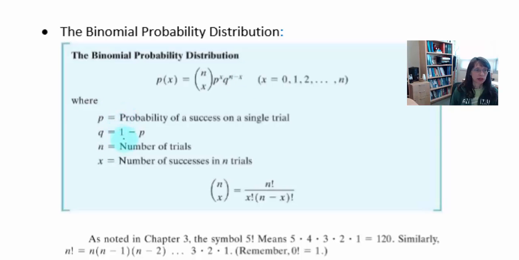Each of those variables is broken down here. Again, as I said, p is the probability of success for the single trial. Q is our complement, and that is calculated by taking 1 minus p. N is our total number of trials, and x is the number of successes in those n trials. So you notice that this portion, n over x, that is our factorial. Now we can use factorial on the calculator, or we can just write it out, and I'm just going to work this out longhand for you to see exactly where this value is coming from. Now let's look at an example of how this is used.